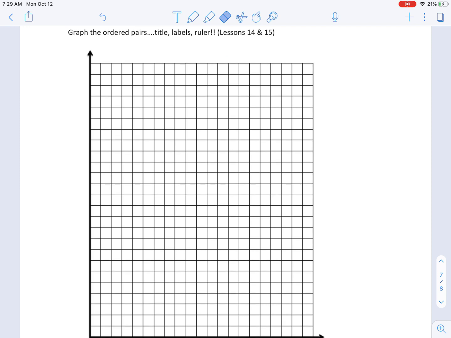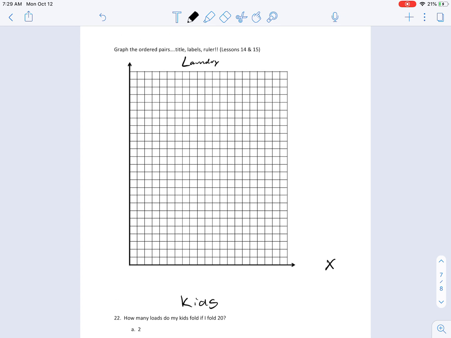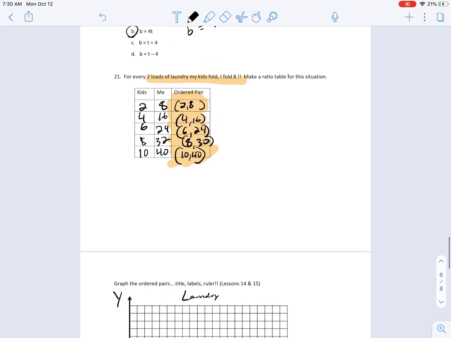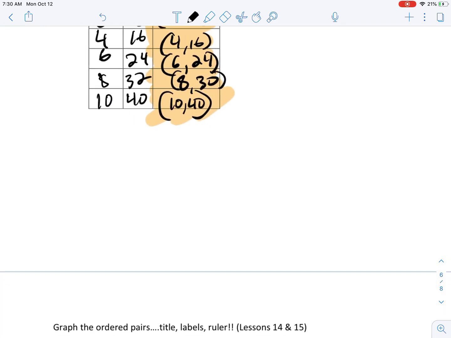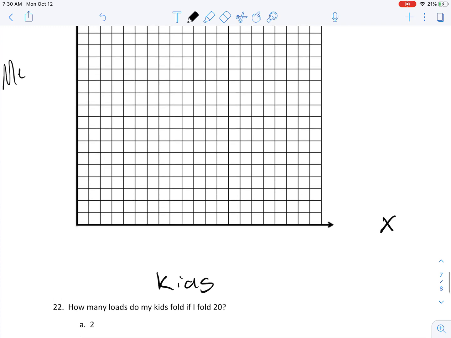So it says graph ordered pairs, title, labels, and ruler if you need one. I'm just going to label this laundry. We know the x-axis is horizontal. This is going to be the kids because it's the first number in our ratio. The y is vertical, it goes up and down. This is going to be me. So the biggest number in our ordered pairs is 10 and 40. So we have to make this go up to 10 and up to 40.